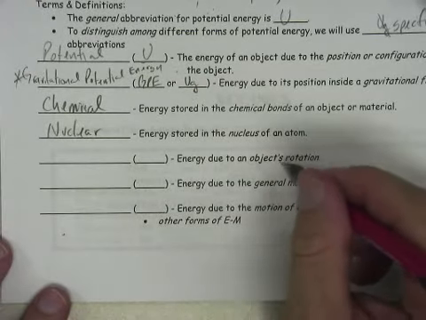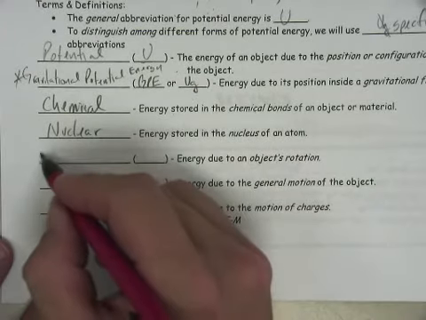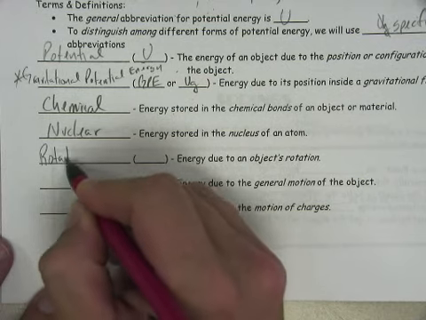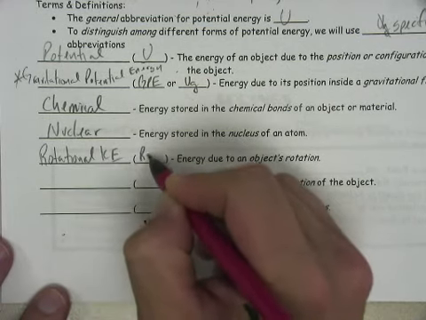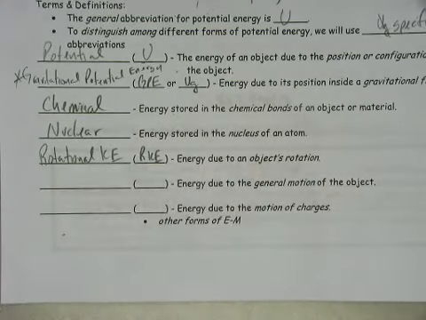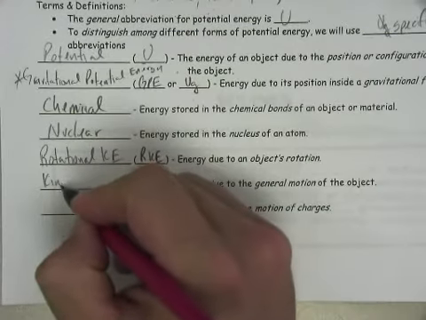Energy due to an object's rotation. That would be rotational kinetic energy. The abbreviation is RKE. We're not going to spend a lot of time on that one in this chapter, but when we get to chapter 10, we'll spend a lot of time on that one. Kinetic is the energy due to the general motion of the object, just the fact that the object is moving, and that's kinetic energy.